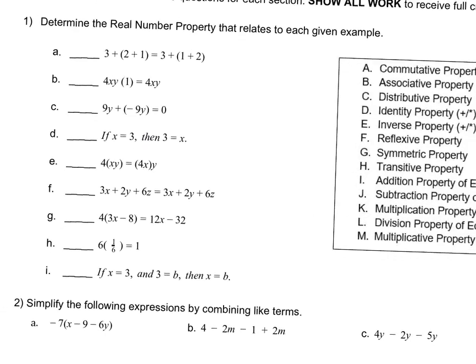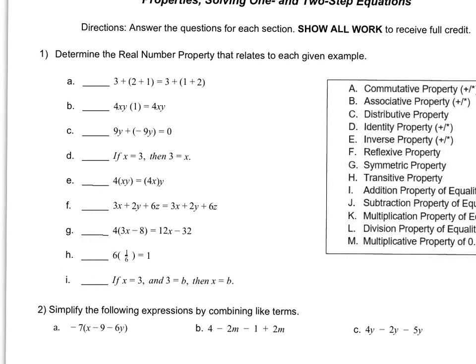If we go ahead and we look at these problems, determine the real number property that relates to the given example. So I have 3 plus 2 plus 1, and then 3 plus 1 plus 2. So notice my numbers are switching, so that's the commutative property. So that's letter A, it'd be commutative of addition. Part B, 4xy times 1 is 4xy. That's the identity property of multiplication, so that's D.